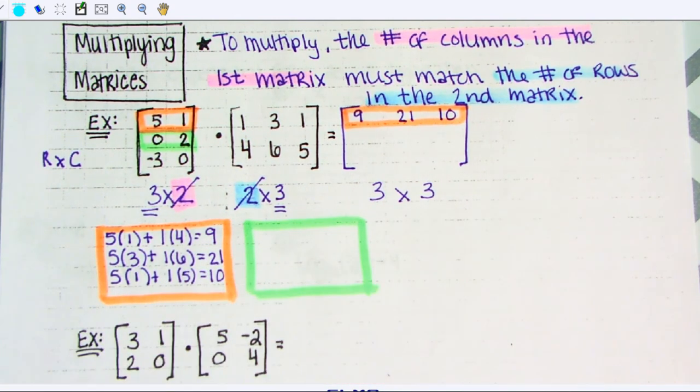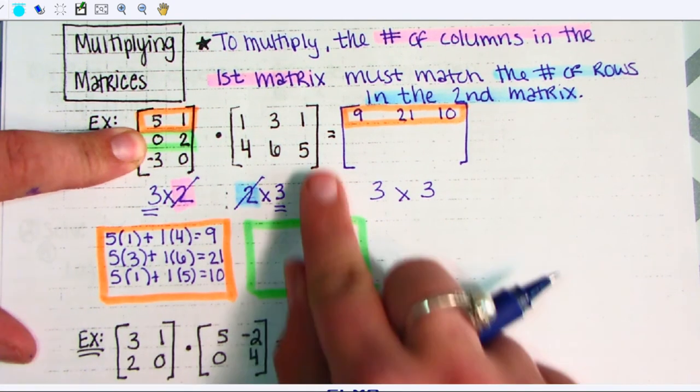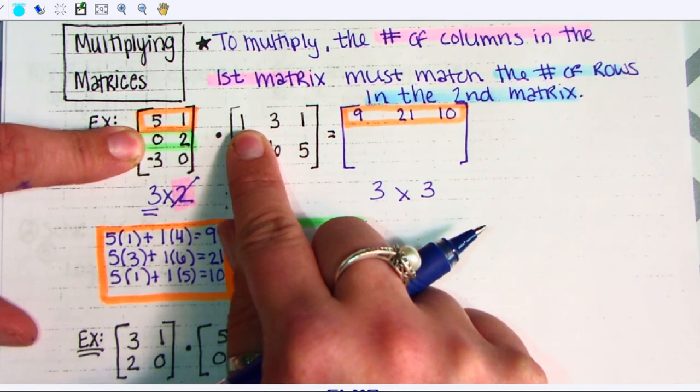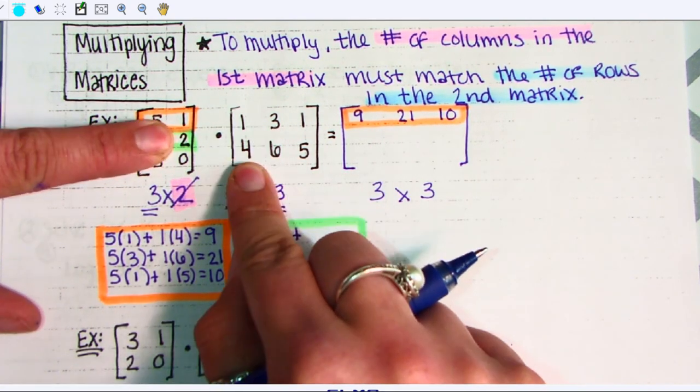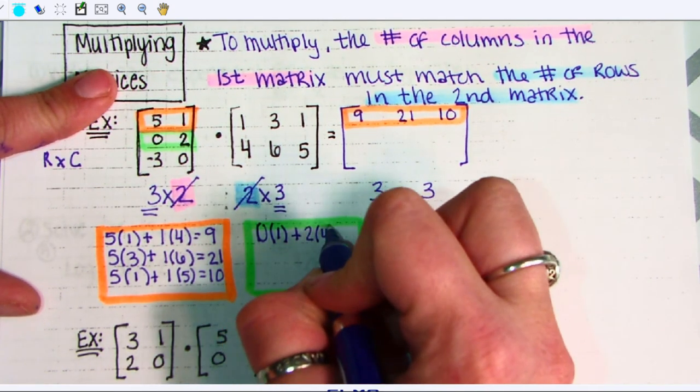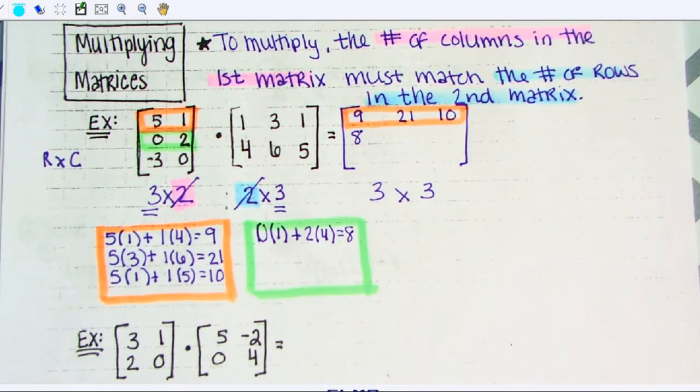I've already used row number 1. I repeat the same pattern, but with row 2. So my pattern starts, I start with this 0, but I start back at column 1. 0 times 1 plus 2 times 4. So these cancel, and you get 8. That number represents the first number in the new matrix. It's very repetitive, just over and over. It can take a lot of time.